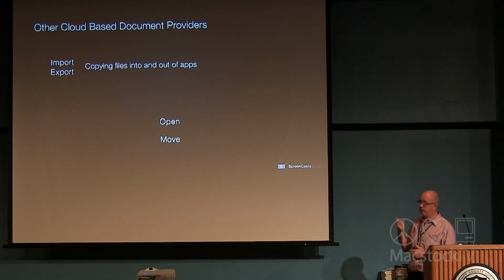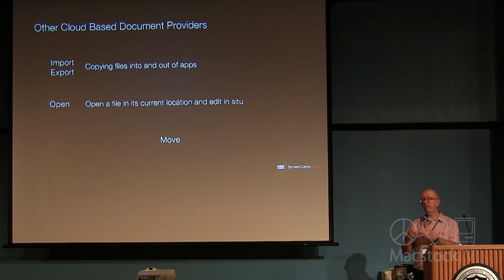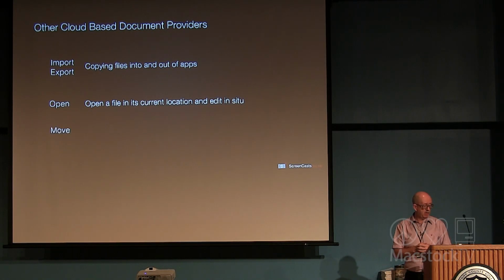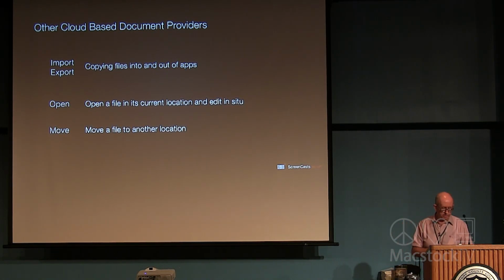So the Holy Grail is really the open action. Open allows you to open a file in situ. You don't have to import it into your app. You're in an app, you want to open a file, you want to edit it in situ, and when it's saved, you want it to remain in that location. So you just have a single file, and that can then be replicated about. If you're using a cloud-based service, you can get to it on your Mac, on your iPad, on your iPhone. But there's just the one file, and you edit in situ. And a move is just the option to move files around, moving it to a different location.